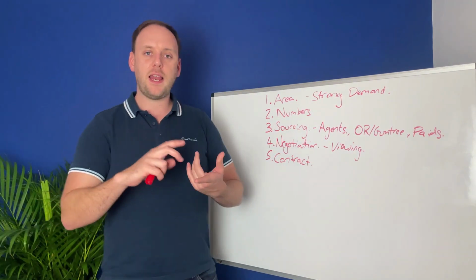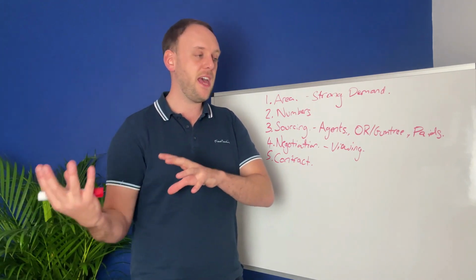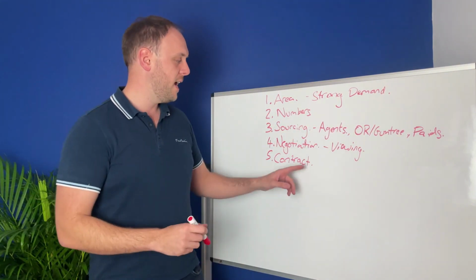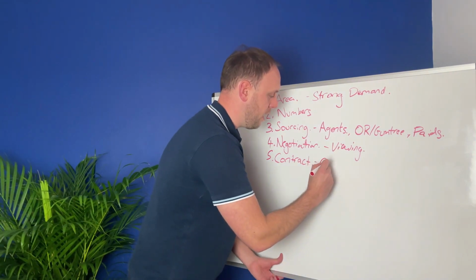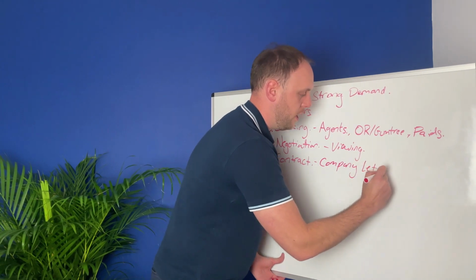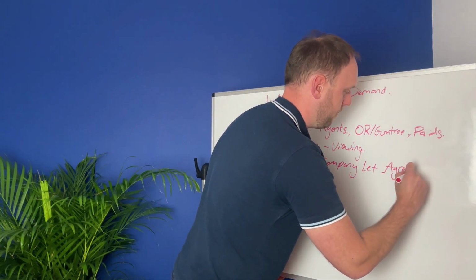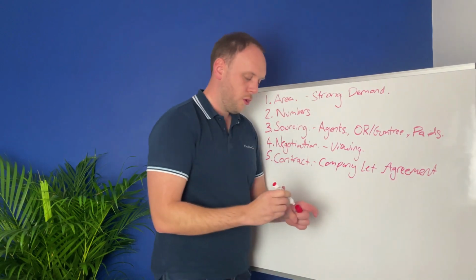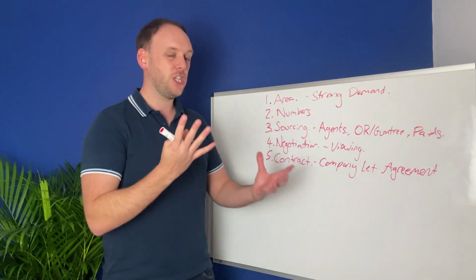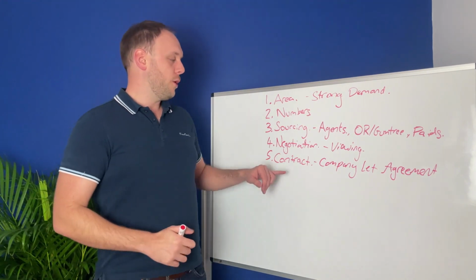So because of the Landlord and Tenant Act, because of the Housing Act and their influence over an AST, a company can't enter into an AST, and therefore we have to use a company let agreement, or also known as a common law tenancy agreement. Okay, very interchangeable terms. So we get the right contract.